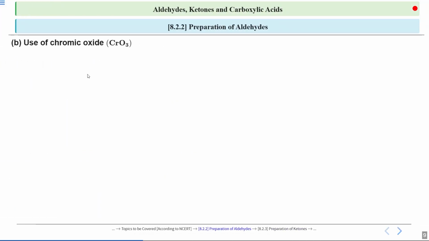Next we will see the use of chromic oxide, which is CrO3. It is also a common oxidizing agent. Now, CrO3 is a powerful oxidizing agent. If I say it is an oxidizing agent, then I hope you all know that oxidizing agents are substances that can accept electrons from other molecules, causing those molecules to become oxidized. So, you should all know these basic terms.